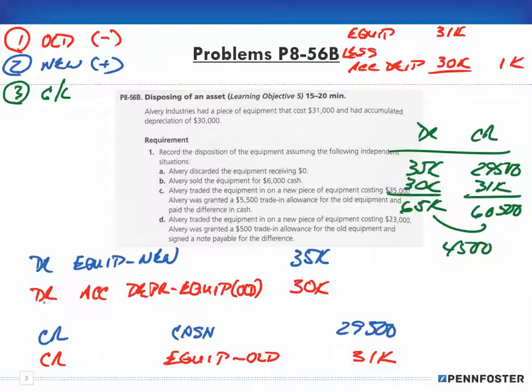So I'm going to credit a gain on exchange of equipment for $4,500. Okay, and that's my journal entry for C. Okay, so go ahead and pause the video because I'm going to erase this.